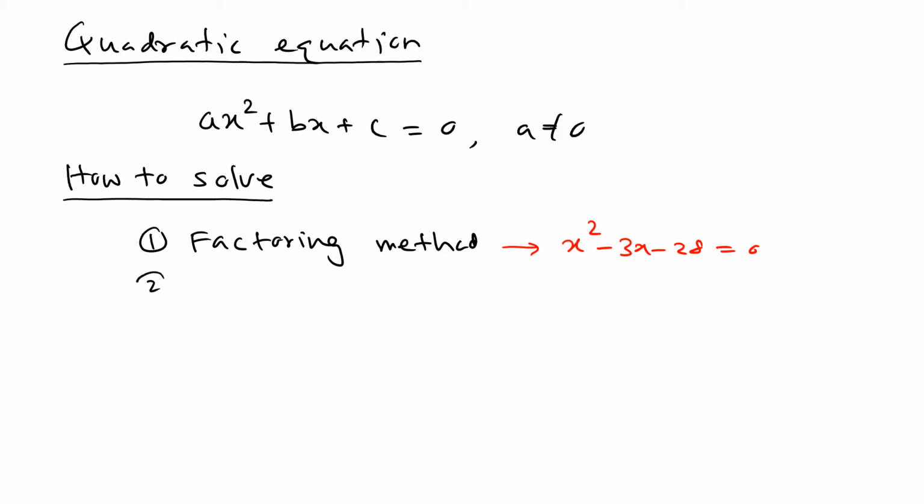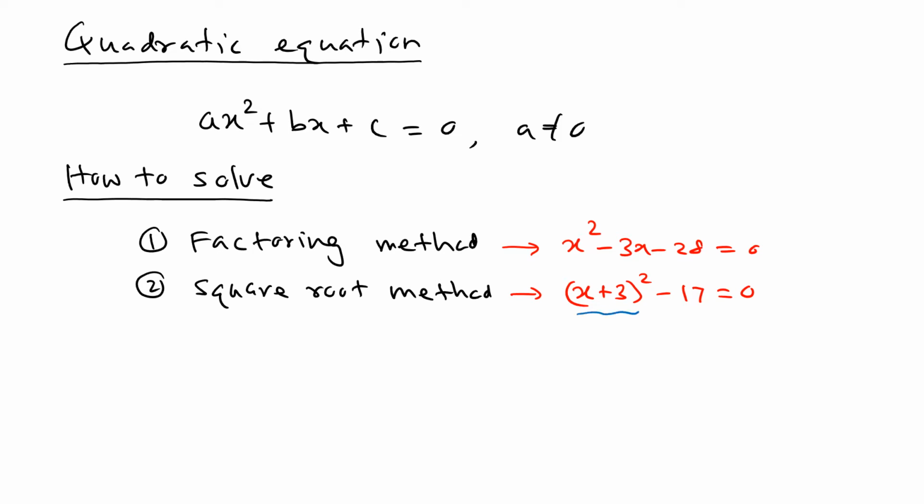The second one is what we call the square root method. The square root method applies to a special type of problem. For example, you are going to see (x + some number)² − 17, something like that. You can see that there is a square here, so we are going to use the square root method for this kind of problem. And then the third type is the completing the square method.